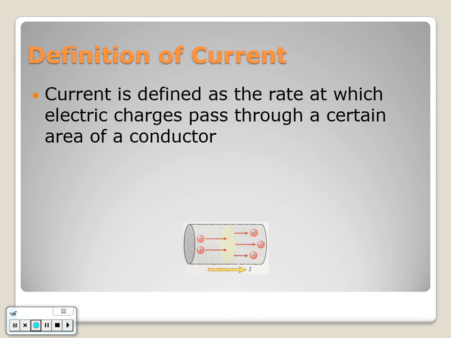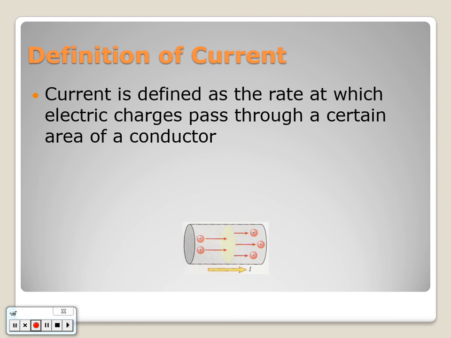The first one is current. Current is defined as the rate at which electric charges pass through a certain area of a conductor. So if electric charges are moving, what kind of energy do they have? They have kinetic energy. This is the first step of turning electrical potential energy into other forms of energy. The first form we turn it into is kinetic, so the charges start moving.